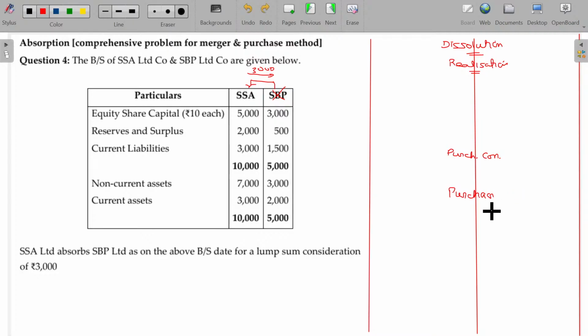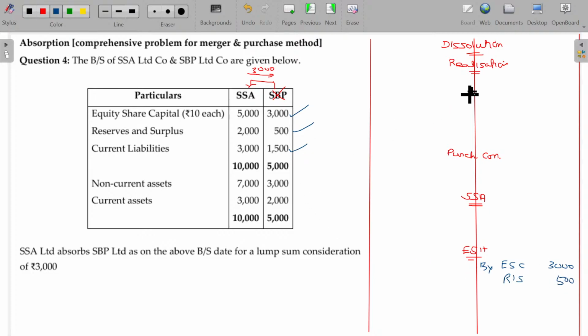Who is the purchasing company here? SSA. I can use his name, SSA account. And equity share capital or equity shareholders. Now, equity share capital. Record the balance sheet items. By equity share capital 3000. Reserves and surplus is also for the equity shareholders, so transfer that to the equity shareholders 500.